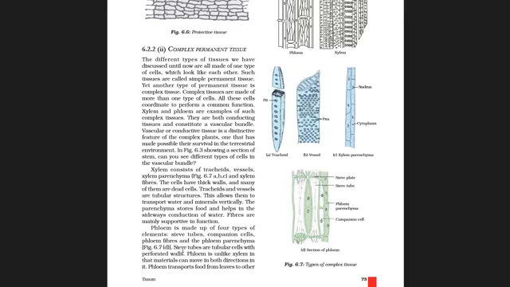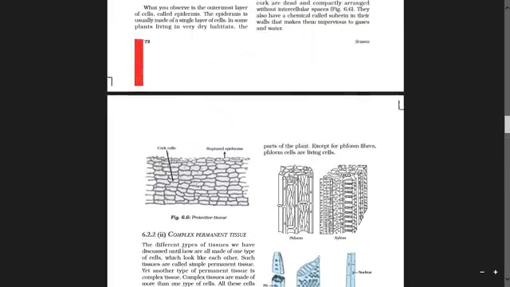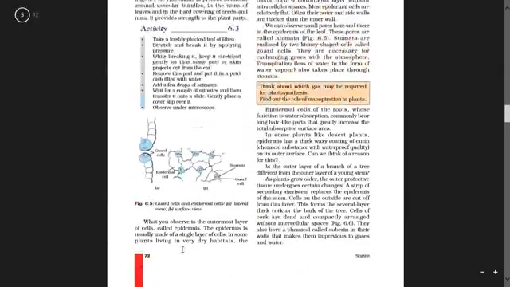Can you see different types of cells in the vascular bundle in figure 6.3? So let us quickly go to 6.3.